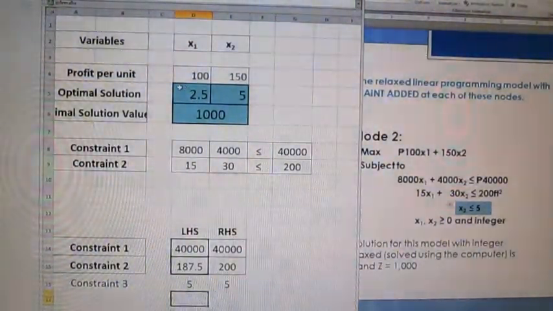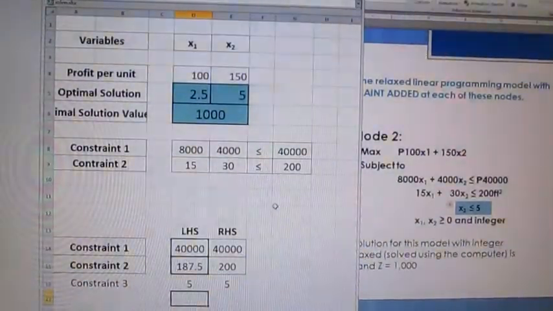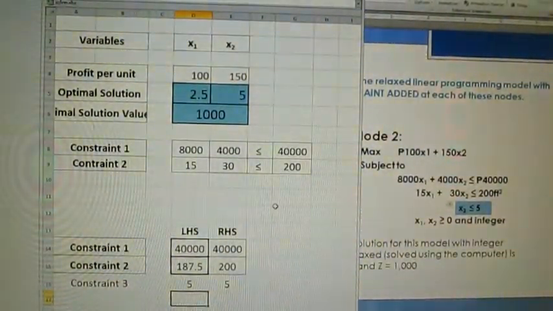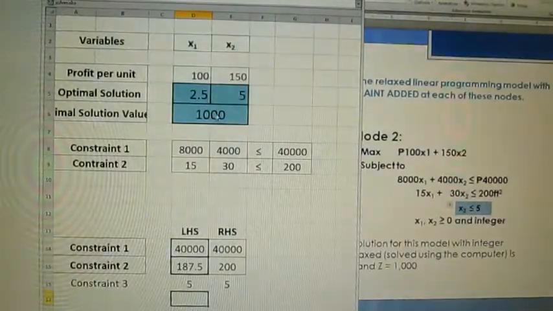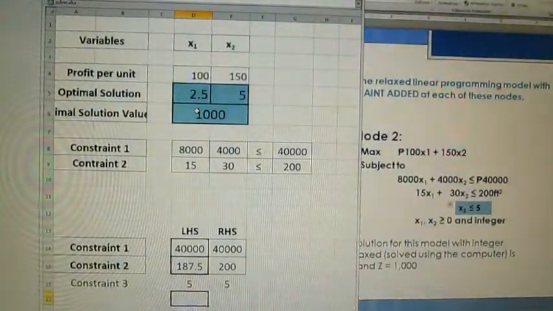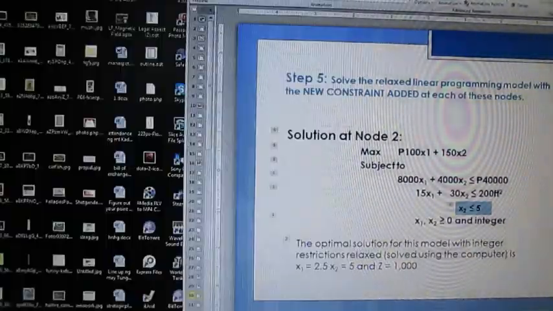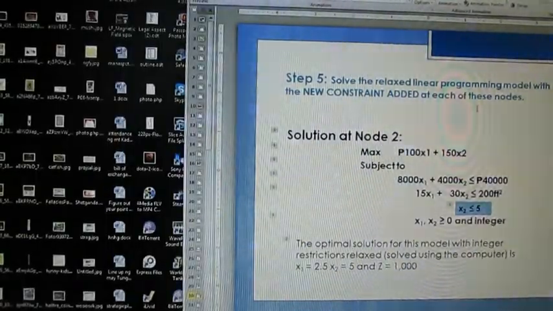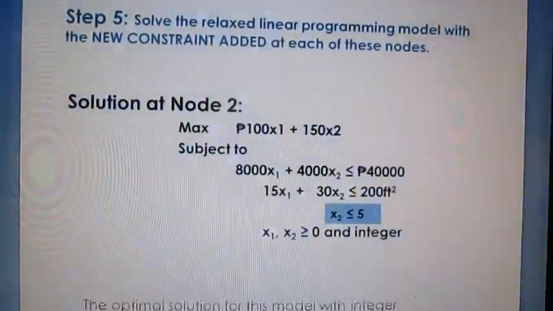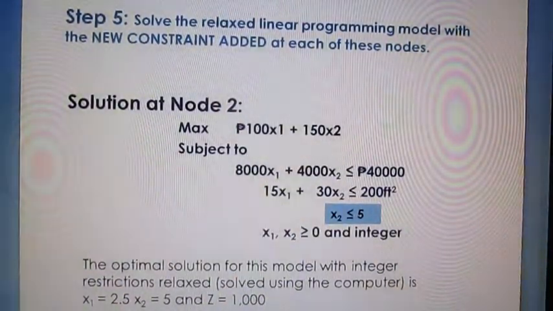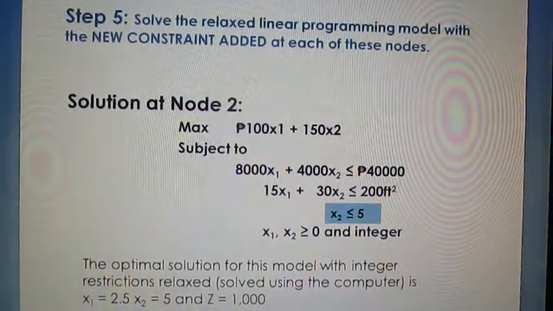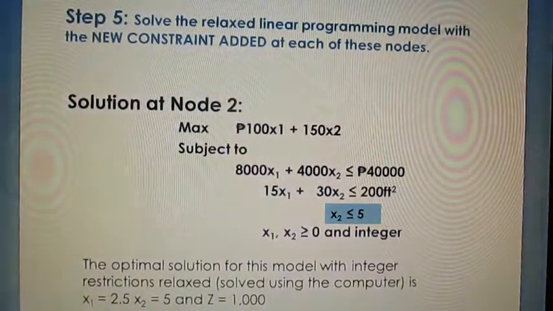From here, we get an optimal value of x sub 1 as 2.5 and x sub 2 as 5, and we get an optimal solution value of 1000. The optimal solution for this model with integer restrictions relaxed is x sub 1 equals 2.5, x sub 2 equals 5, and z equals 1000.